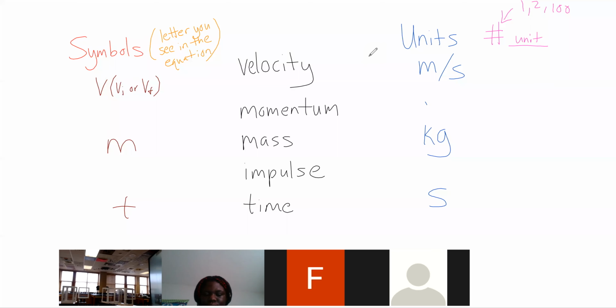So we got momentum and impulse left. I knew those would be the hard ones. Anybody want to volunteer before I call on someone? I'll take symbol or unit for either one. Yes, I need a symbol for momentum or for impulse. And I also need a unit for momentum or impulse.